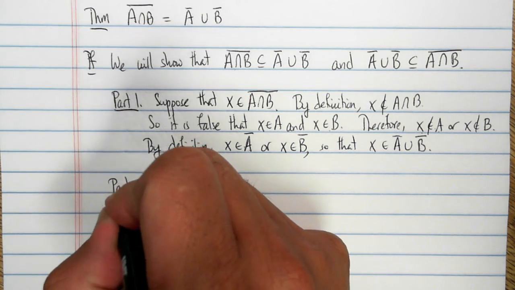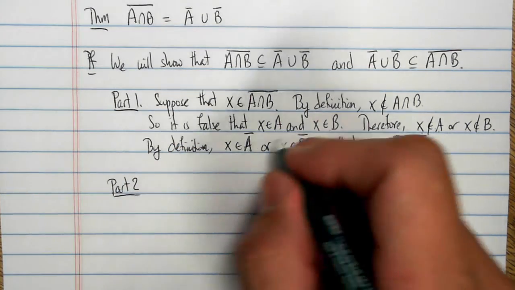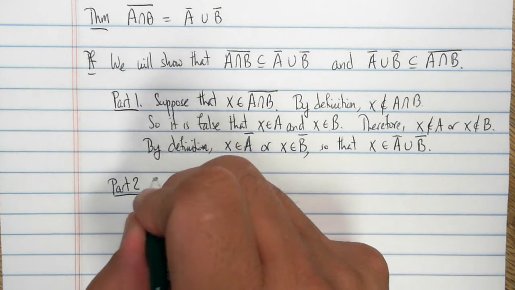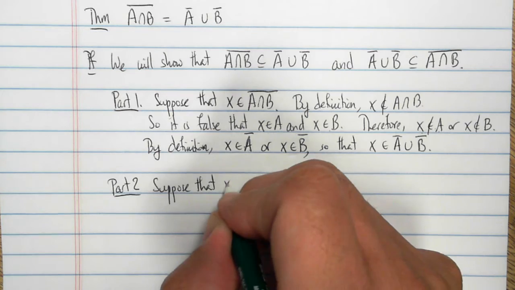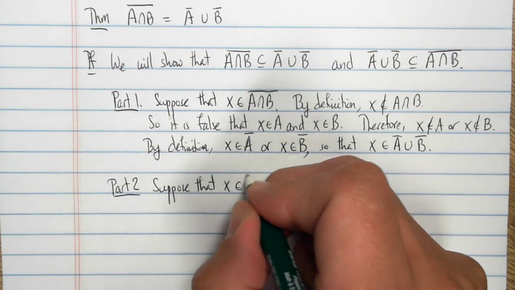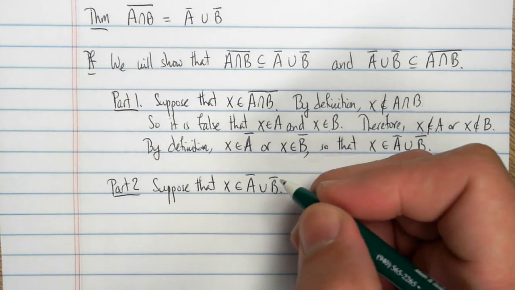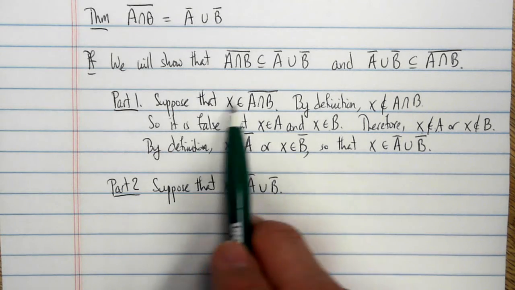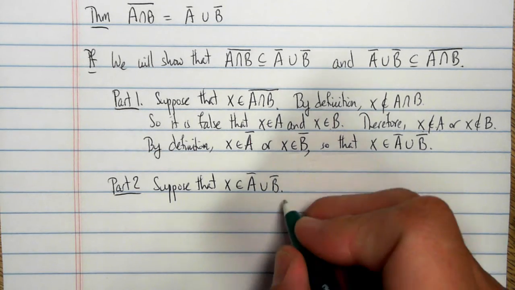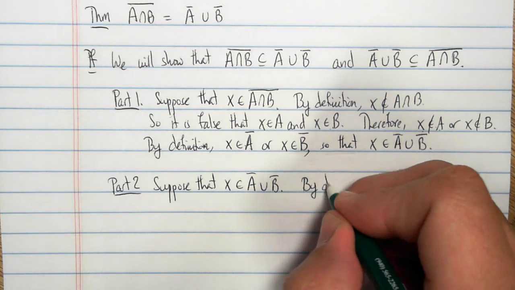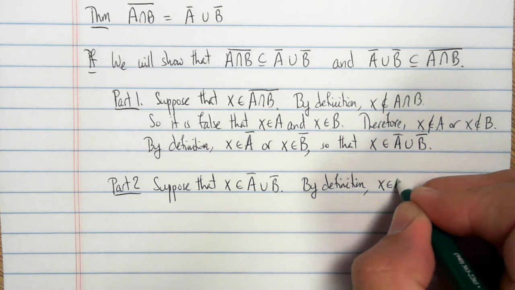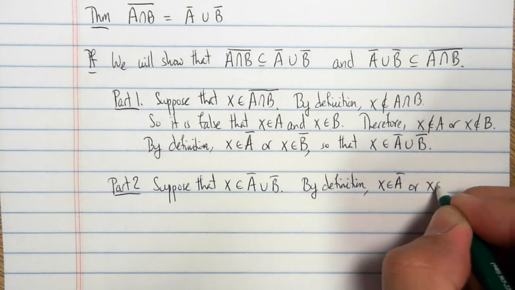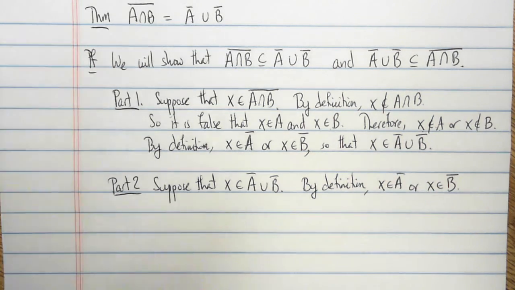Part 2. Suppose that x is in the union A complement union B complement. Now I'm going to run the logic that we just did here, but in reverse. By definition, x is in A complement or x is in B complement. That's what it means to be in the union. It's in one set or the other, and possibly both.